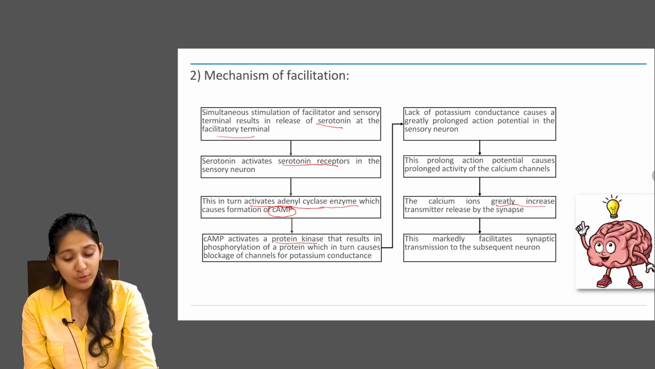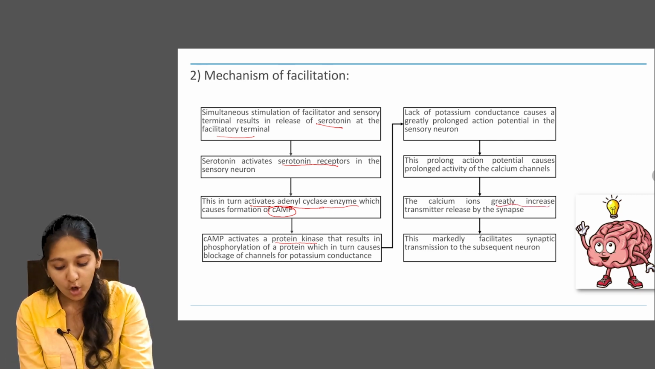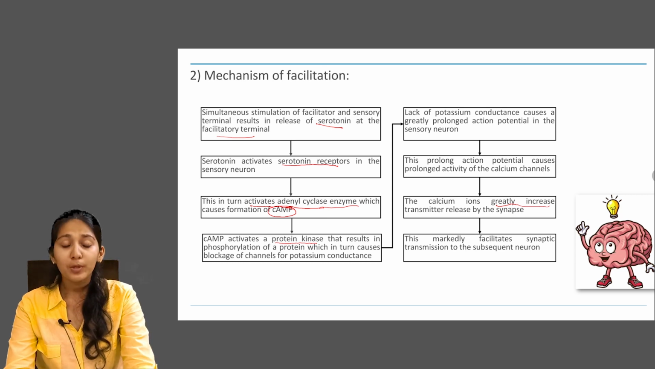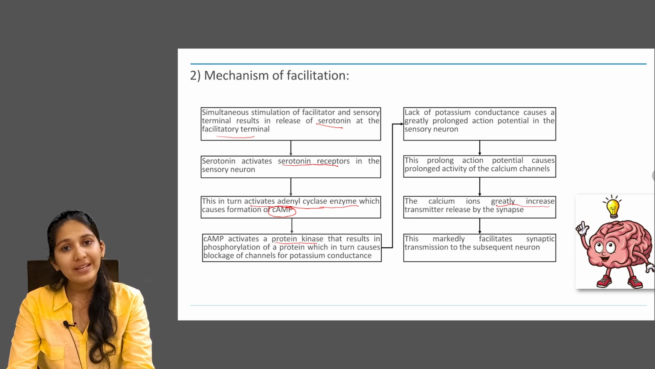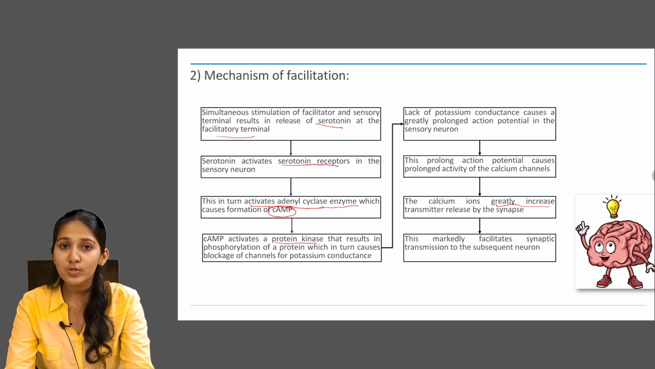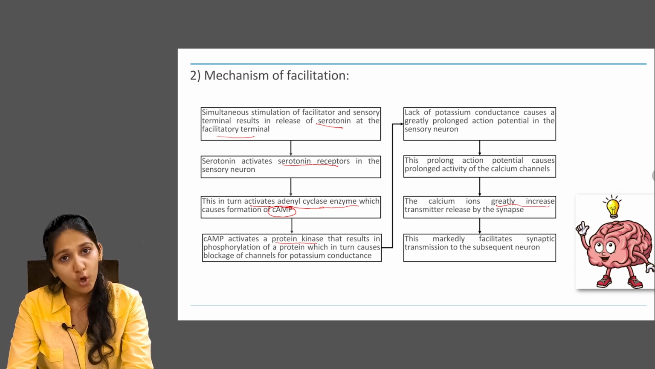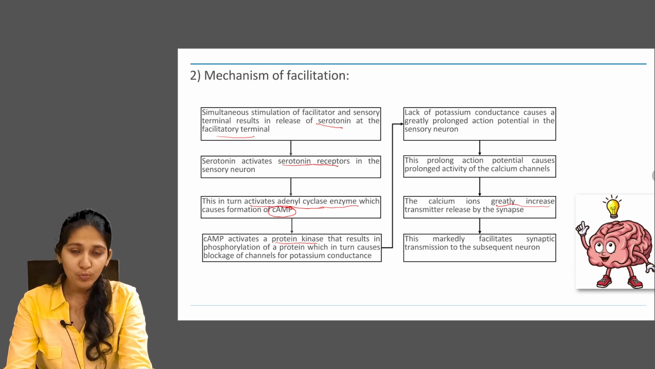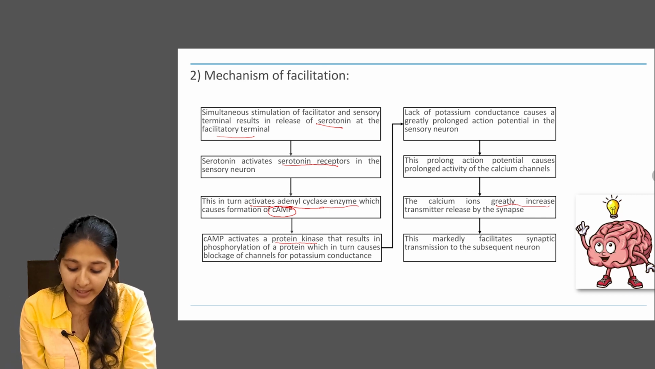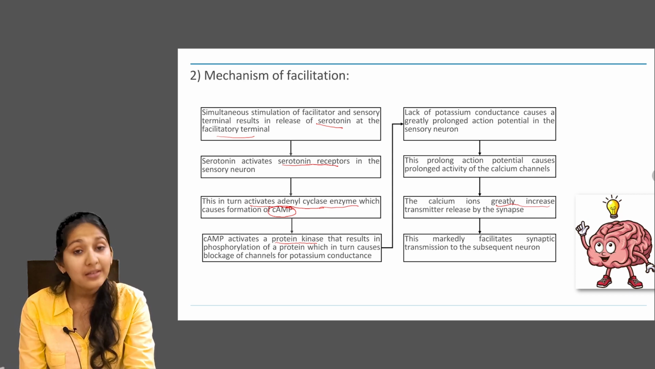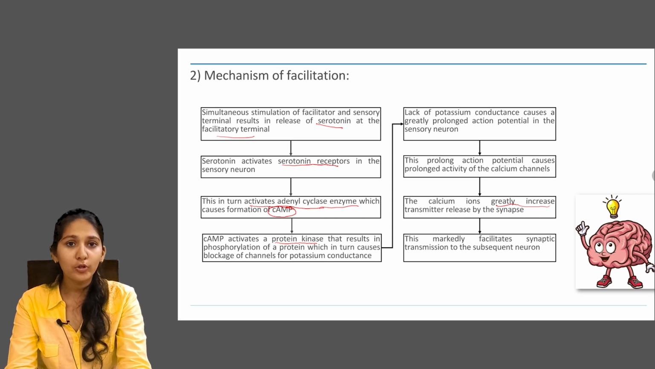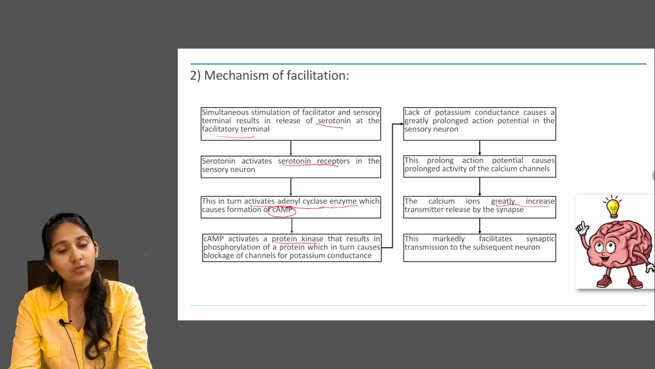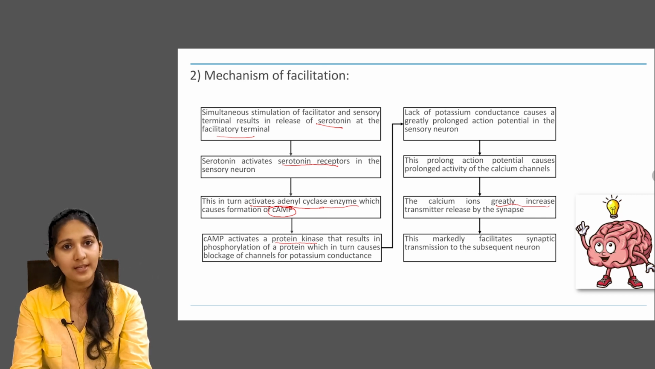Due to lack of potassium conductance, it causes a greatly prolonged action potential in the sensory neuron, because we know that only when potassium goes out of the neuron will it get repolarized. So since the potassium is not going out, the action potential will prolong for a very long time. For as long as the action potential is prolonged, the calcium channels keep working, which implies a great amount of calcium ions enter the neuron, which ultimately results in a greater amount of neurotransmitter release, which in turn will stimulate the nerve to be stimulated at a greater rate.